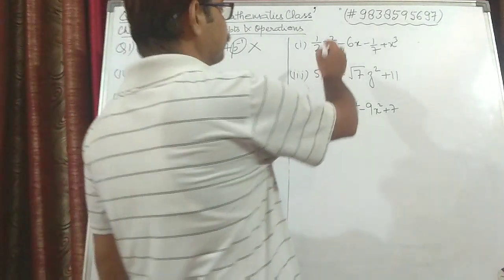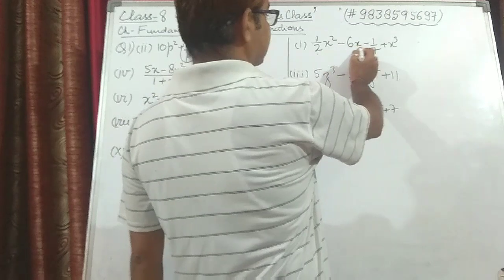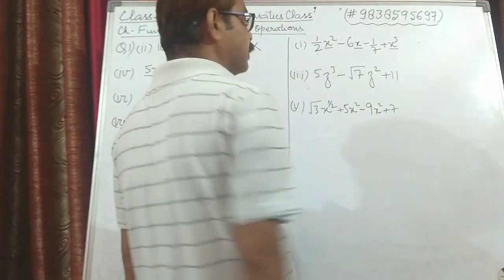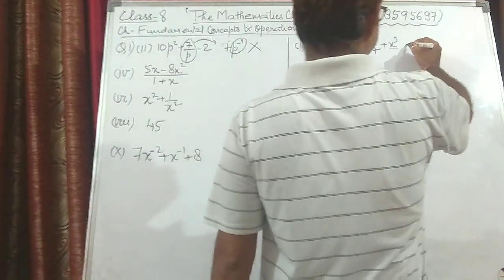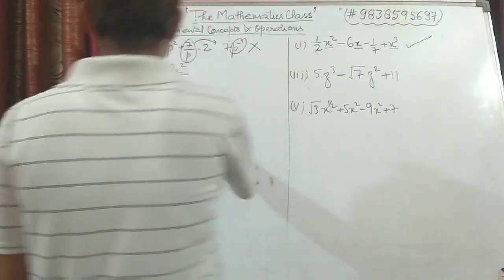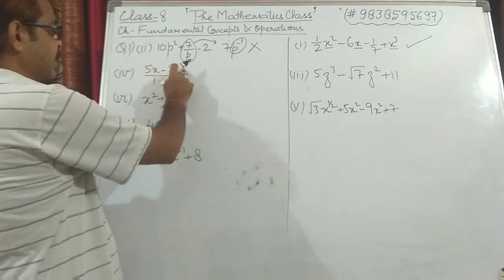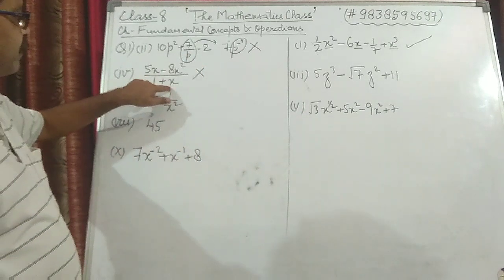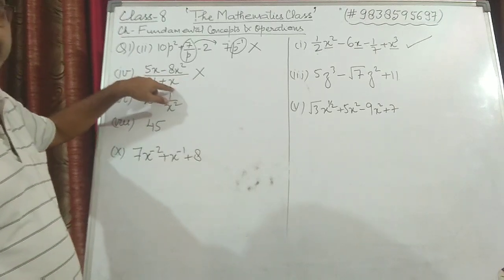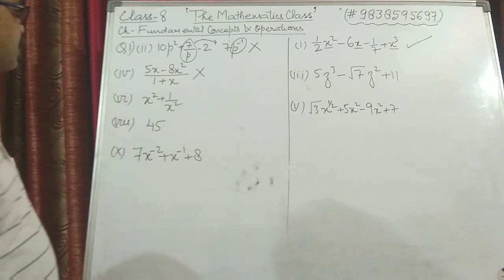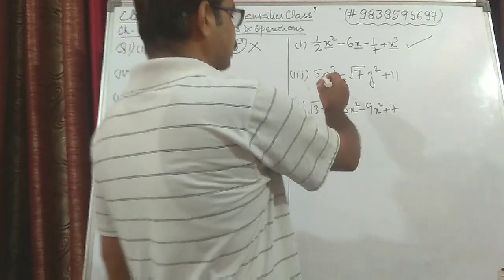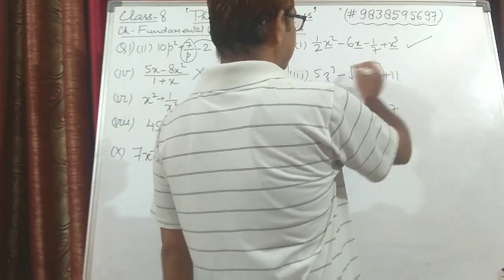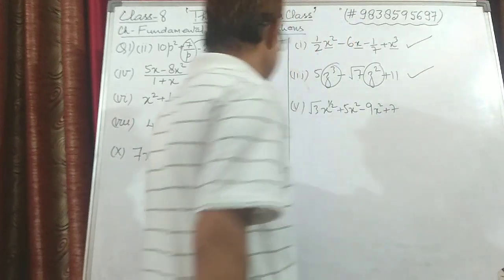Let's see the first part: 1 upon 2x square minus 6x minus 1 upon 7 plus x cube. All the variables have positive powers, so this is a polynomial. In the fourth part, you can see 5x minus 8x square whole upon 1 plus x. This is not a polynomial, because when 1 plus x goes up, the power will be minus 1. Now let's see the third one: 5z cube minus under root 7z square plus 11. Positive powers, so this is a polynomial.